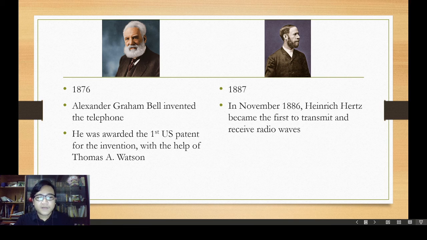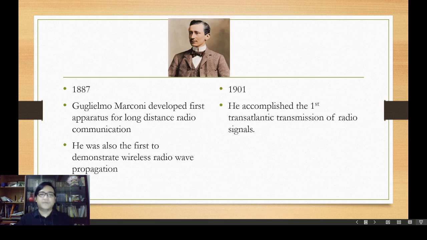In 1876, Alexander Graham Bell invented the telephone. He was awarded the first U.S. patent for the invention, with the help of Thomas A. Watson. In November 1886, Heinrich Hertz became the first to transmit and receive radio waves.